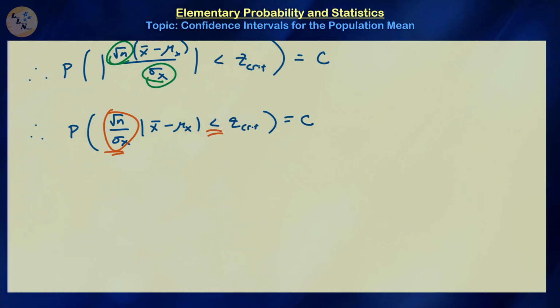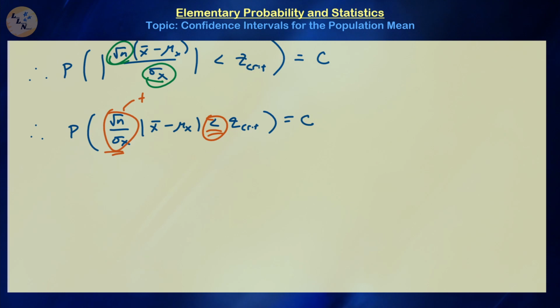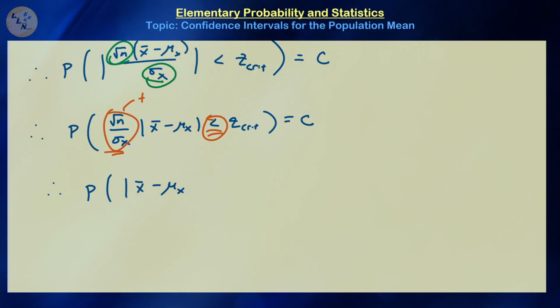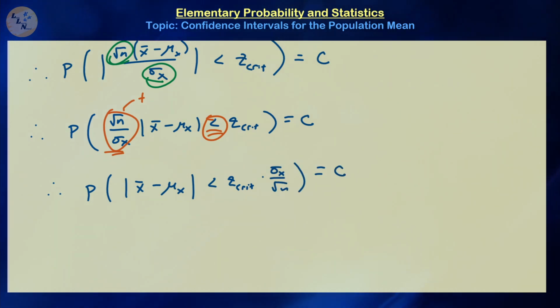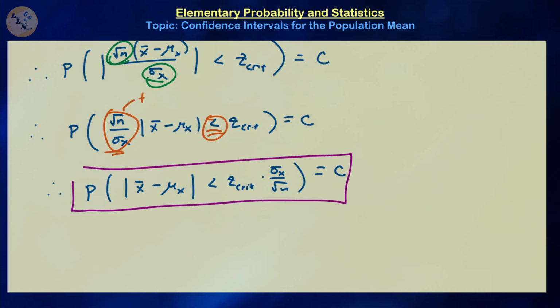Now, since this object is a positive number, I can multiply both sides of this inequality, and my inequality sign is not going to change direction because this is a positive number. That's going to give us the probability that the distance between x bar and mu x, or the mean, is less than z critical value times sigma x divided by the square root of n is going to be equal to c. Now, this type of statement we've actually seen a lot of, especially when we were talking about approximations to probabilities, for example, the empirical rule, Chebyshev's inequality, and things related to that, because we're looking at the distance between a particular number and a particular value, right? And in particular, this value is a sample mean.